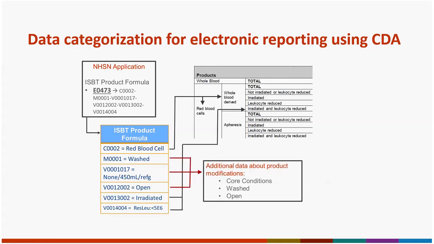Additionally, the ISBT product formula adds additional information that's not collected on our manual entry form, such as the core conditions of the product, whether it has been washed, and whether it has been opened.